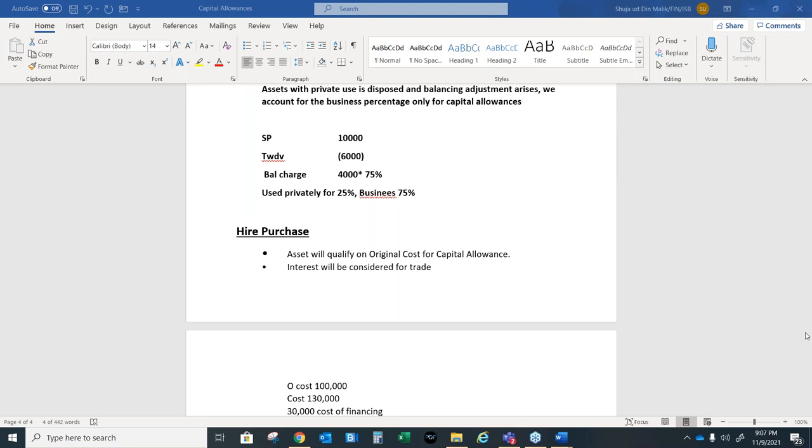What is the treatment of this cost of financing if the asset is used for the business purposes? Okay, nobody as yet. The cost of financing qualifies as a legit allowable expense if the asset finance is used purely for the business purposes. Had this asset been used for business purpose, the whole of 30,000 cost of financing would be an allowed expenditure.